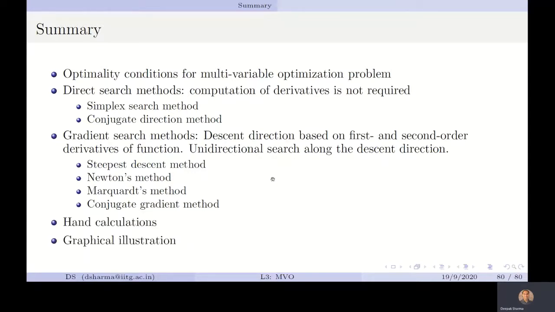We understood all these methods with the help of hand calculations as well as graphical illustrations. After understanding all these methods with the help of algorithmic representation, step 1, step 2, step 3, we performed the same steps using calculations, and the graphical illustration helped us understand how the point moves from one to another while improving the objective function value. With this, I'm concluding this chapter on multivariable optimization.